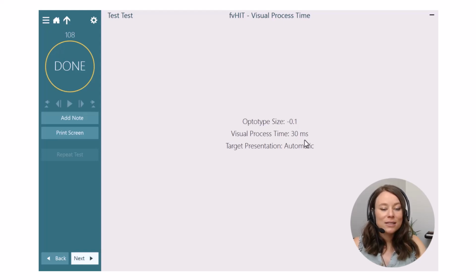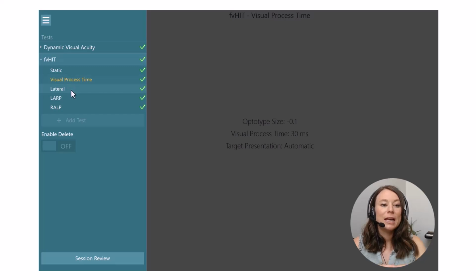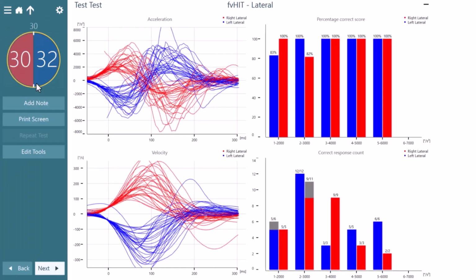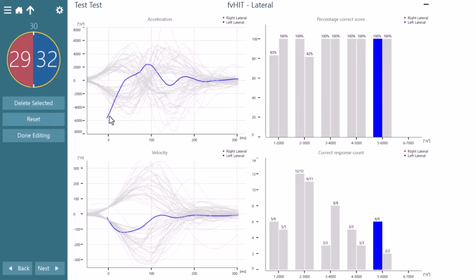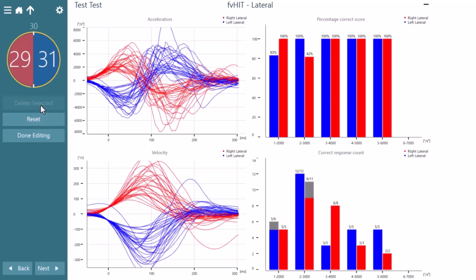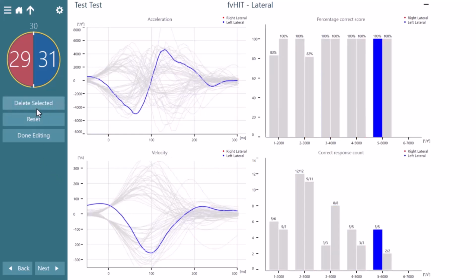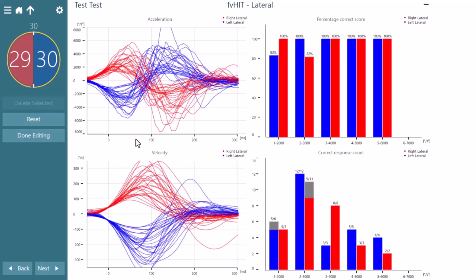The visual processing time for that patient. You can also click to see that individual information. And then you can see each subtest that was created and that was completed. So right now we're looking at the lateral for the functional vision head impulse test, and you're seeing all the raw head impulse data. And here I'm just editing a few things, taking out some maybe outliers or poor head impulses, and removing those from my data set to make sure that the information that I'm looking at on the summary screen is the most accurate.